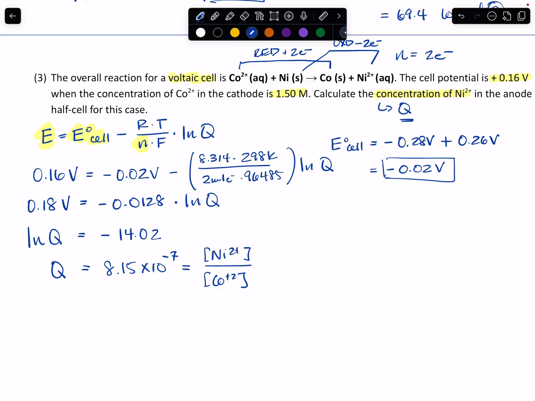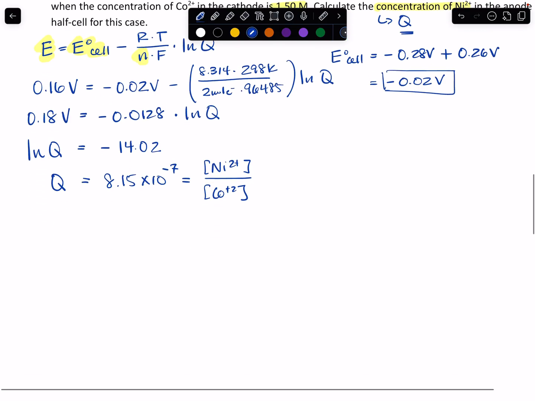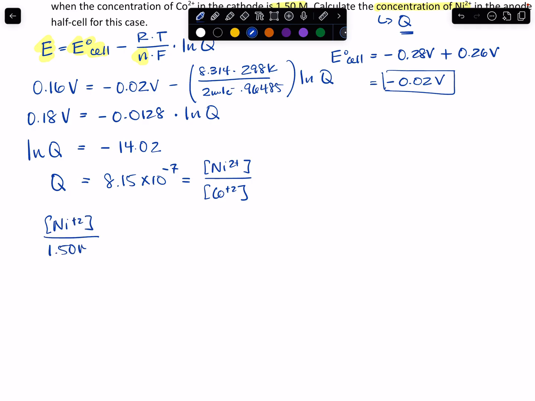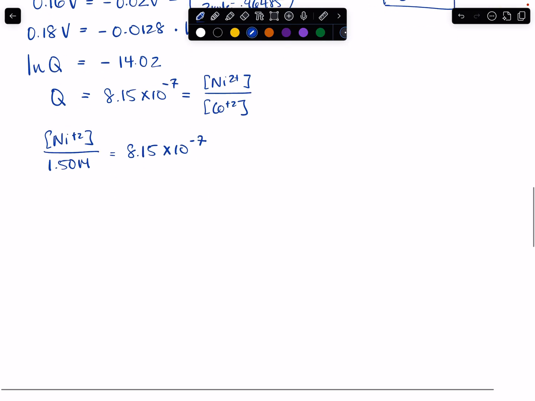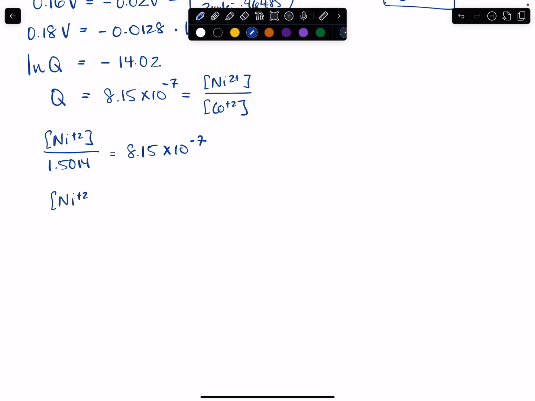Of these two numbers, I actually know one of them. I do not know what nickel is. That's our unknown. But I do know that cobalt is 1.50 molar. So 8.15 times 10 to the negative 7 equals nickel over 1.5. If I multiply both sides by that 1.5, I'm going to see that the concentration of nickel that I need in my beaker is going to be equal to 1.22 times 10 to the negative 6 molar.